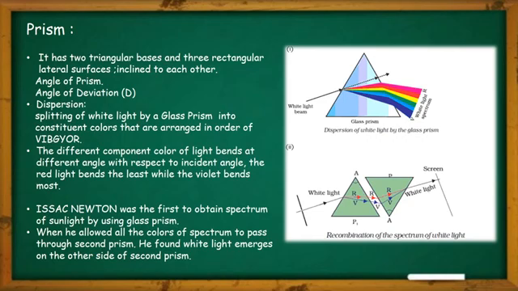So what happened when he first observed that this white light, when passing through the prism, splits into a range of colors, a set of colors arranged in the sequence of VIBGYOR. So what is VIBGYOR? VIBGYOR means V stands for violet, I stands for indigo, B stands for blue, G stands for green, Y for yellow, O for orange, and R stands for red color. This color band we call the spectrum of light.